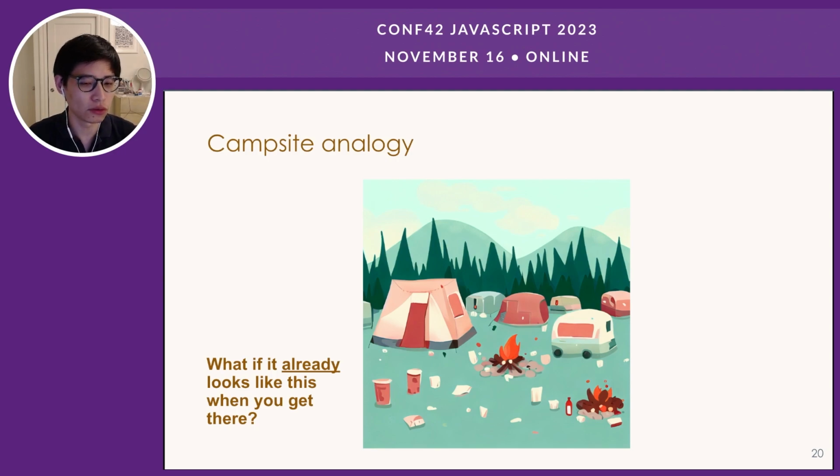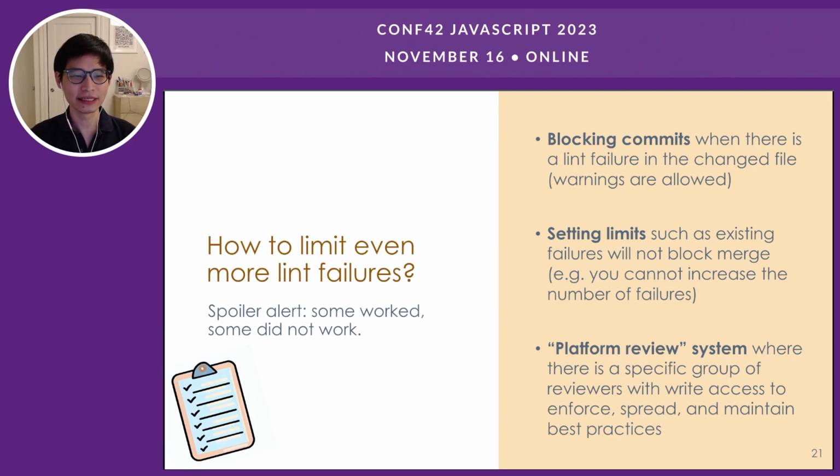What if your campsite already looks kind of like this, though, when you come to it? Are you still going to clean up all of the lint failures, or just maybe a couple? So this is our first foray into limiting these lint failures. We set in a couple of rules. Some of them worked really great. Some of them did not work and had to be rolled back. First of all is blocking commits if there's a lint failure in the file. This was really, really important for us because this really stopped the bleeding.